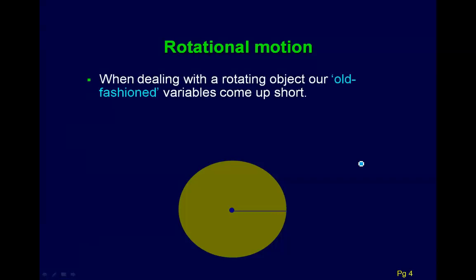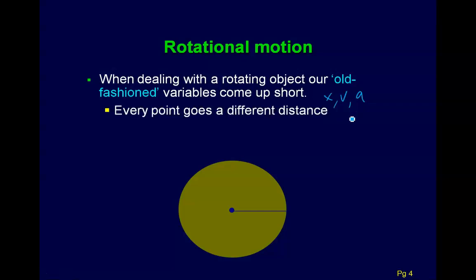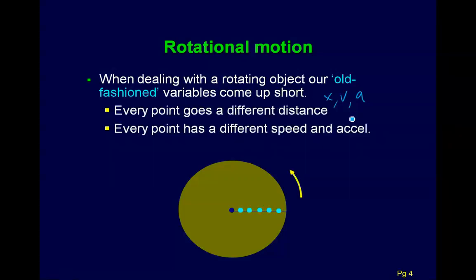Now, when dealing with a rotating object, our old-fashioned variables come up short, and our old-fashioned variables would be position, velocity, linear velocity, and linear acceleration. And why do they come up short? Well, suppose we have these 5 blue dots, and this little green disk here is rotating about its axis of rotation. When we do this, all these dots are going to go a different distance, right? This inner one goes a much shorter distance than the one that's a little bit further out, and they're all going to have different speeds and accelerations, linear speeds and accelerations. So our old-fashioned values are going to be different for all 5 of these points.